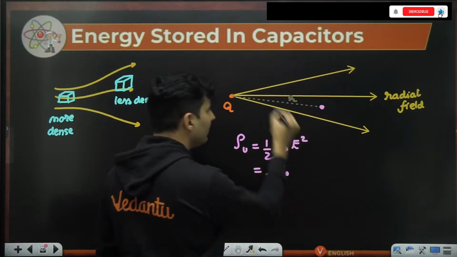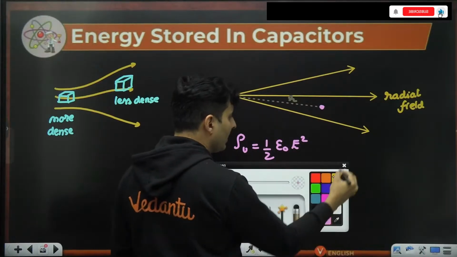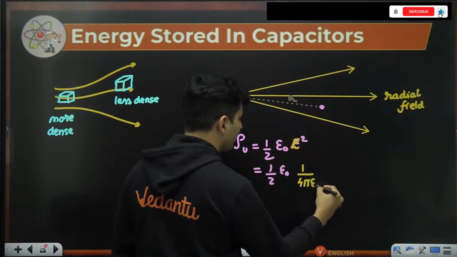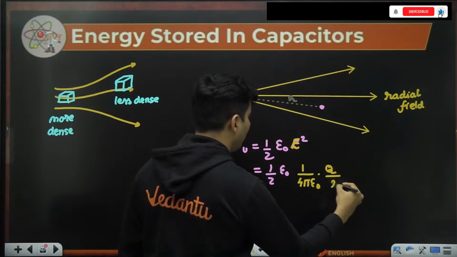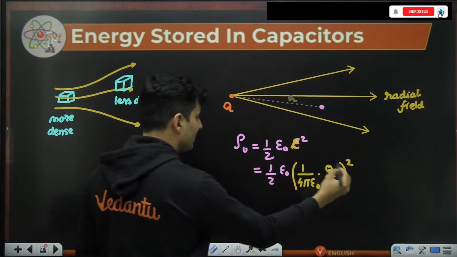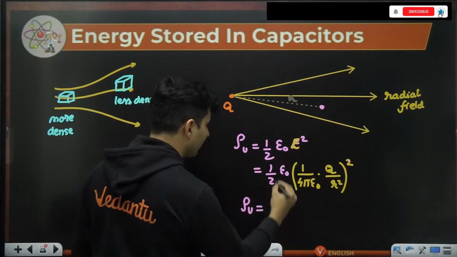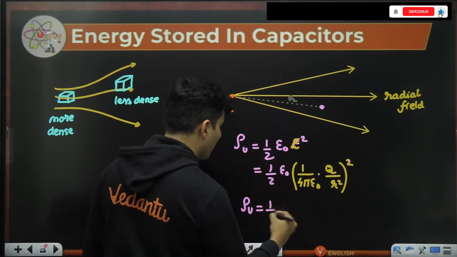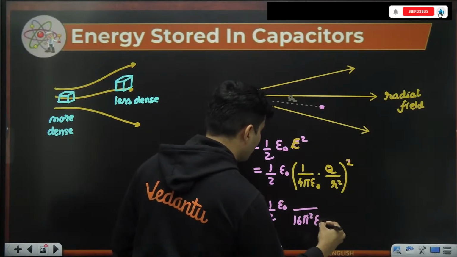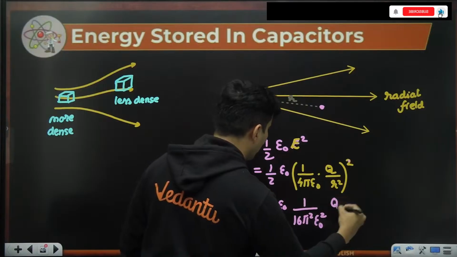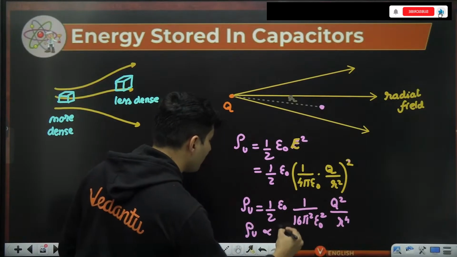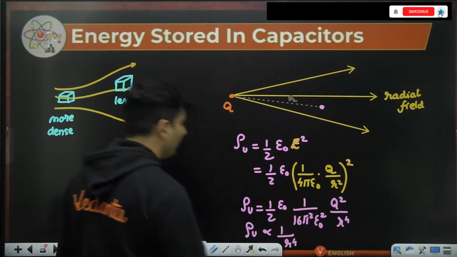But the electric field due to a point charge is simply given by, what is this electric field given by? It is given by 1 by 4 pi epsilon naught charge divided by r square. But I have to square this also. So what happens is the energy density will become half epsilon naught, and here you will have 16 pi square epsilon naught square, and here you will have q square, and this will be r raised to 4.